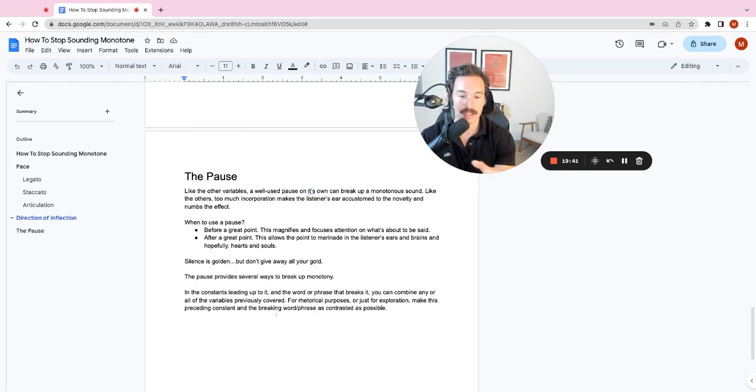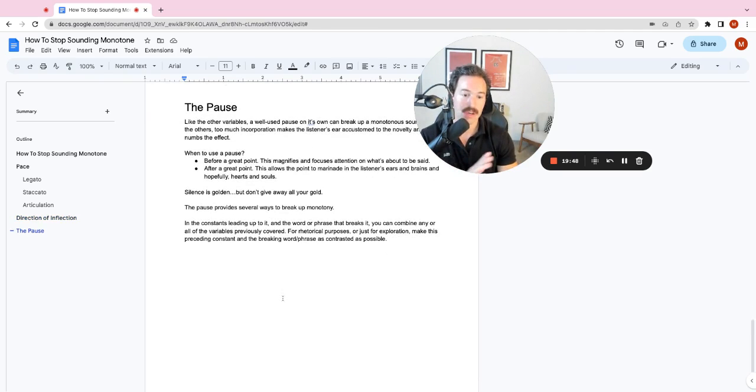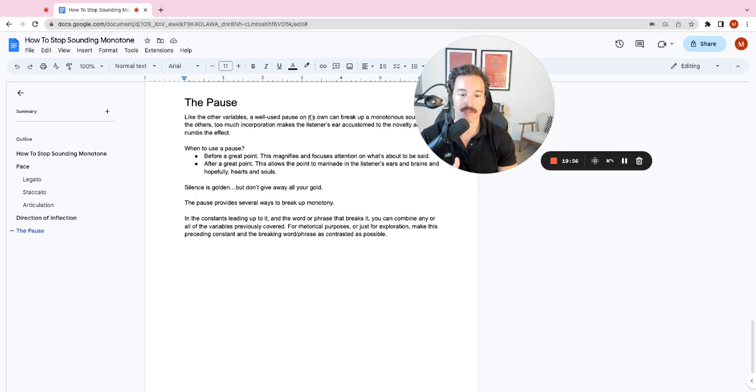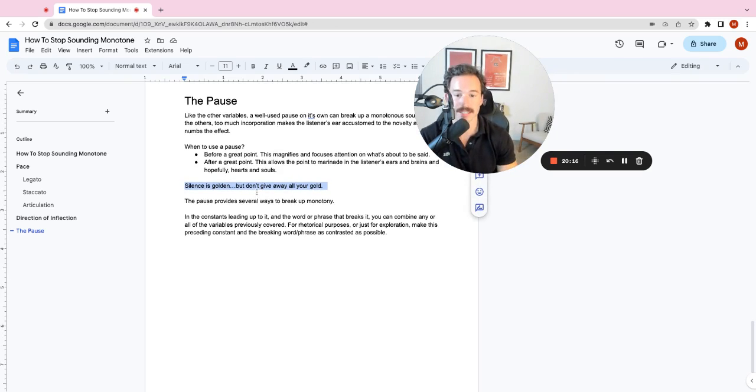So in all of the constants leading up to it, and then the word or phrase that breaks it, you can combine any or all of the variables previously covered. For rhetorical purposes, or just for exploration, make this preceding constant and the breaking word or phrase as contrasted as possible. So if we want to use "Silence is golden, but don't give away all your gold," "Silence is golden" is going to be the preceding phrase. The ellipsis there can be the pause. And then "but don't give away all your gold" is going to be what breaks that silence.